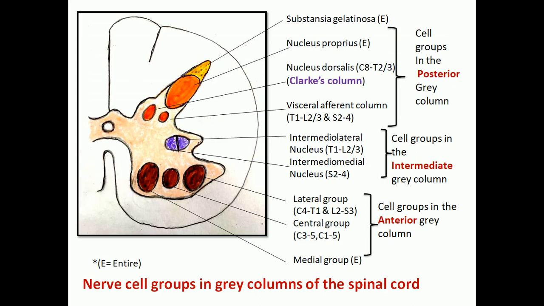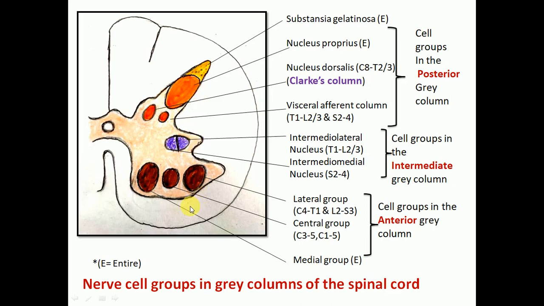Now within the grey matter, these neuronal cell groups are arranged. This diagram shows the neuronal cell groups in the grey columns of the spinal cord. First, on the anterior aspect, these are the cell groups in the anterior grey column, then the intermediate grey column, and the cell groups present from apex to base in the posterior grey column. Now we discuss one by one.